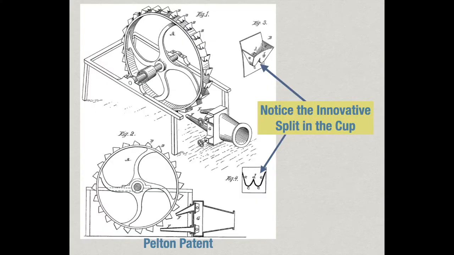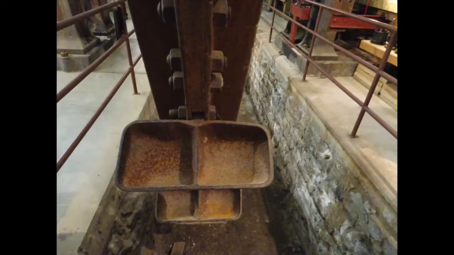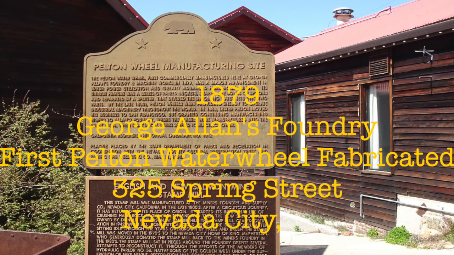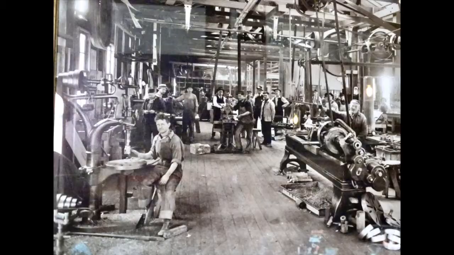Pelton noticed that if you split the water cups so the jets of water hit both sides of the cup, the turbines would run more efficiently. In October of 1880, Pelton received his patent. At the George Allen Foundry in Nevada City, the first Pelton water wheel was cast.